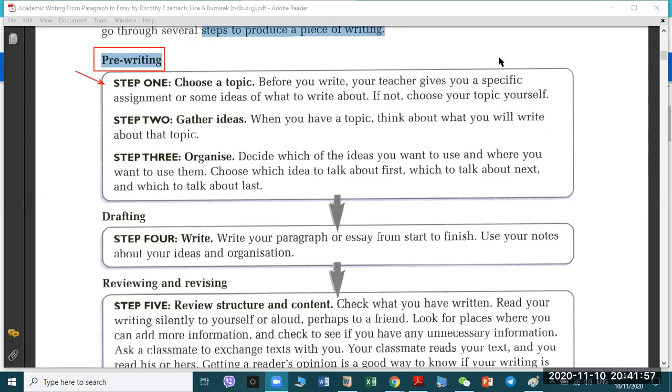Step number 3, organize. Organize your topic. Organize is the third step. In this step, you should decide which of the ideas you want to use and where you want to use them. You should organize your ideas. The opinions that you gathered should be organized. You should decide where to put them together. Choose which idea to talk about first. You should make an order. You should organize them in order. Which to talk about next. So you should order your ideas.